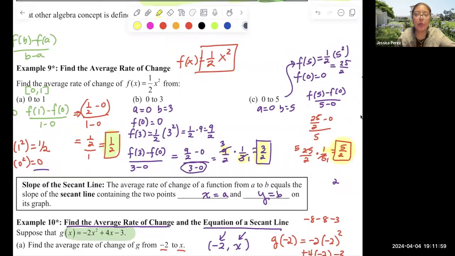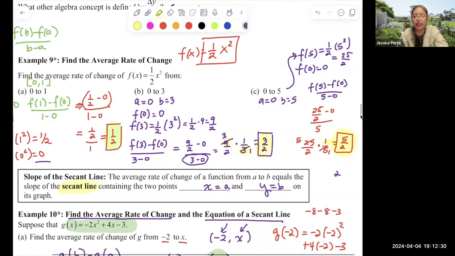So what does the slope of a secant line mean? The slope of a secant line is the average rate of change from A to B that equals the slope of the secant line containing 2 points, x equal A and x equal B on its graph. So basically what this is saying is, you are going to be finding the slope of the line. Given an equation, you're able to find the slope of that equation of a graph between 2 points. And that's what we're going to be doing next.